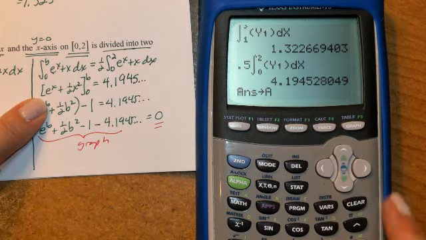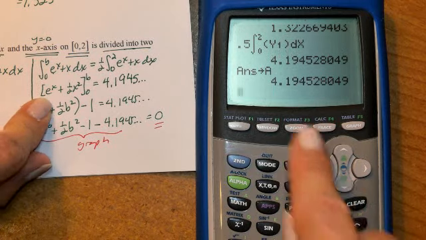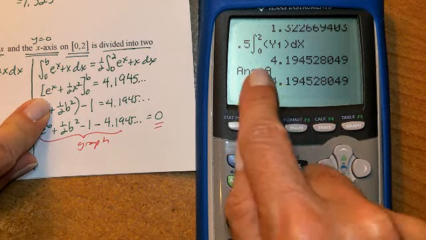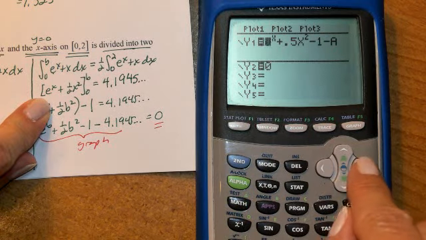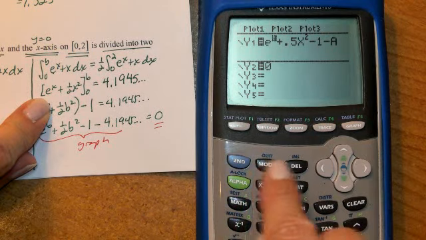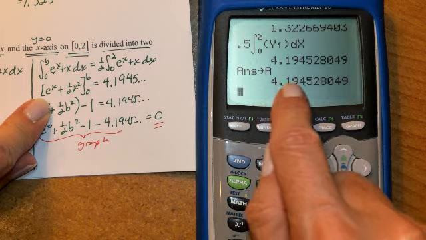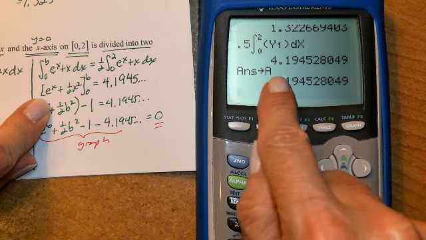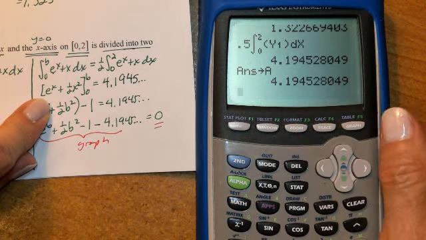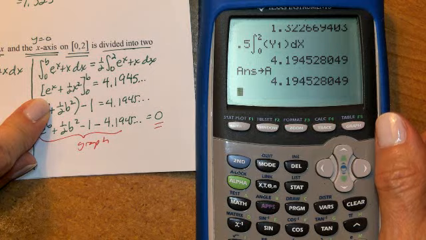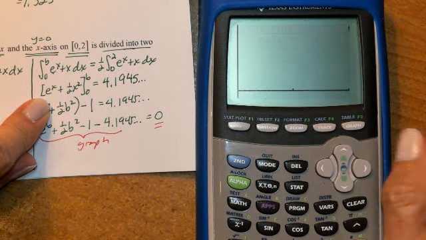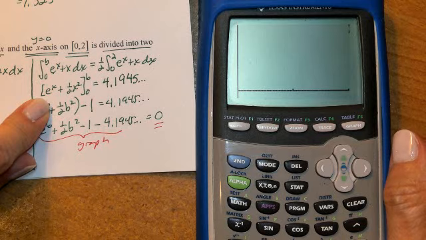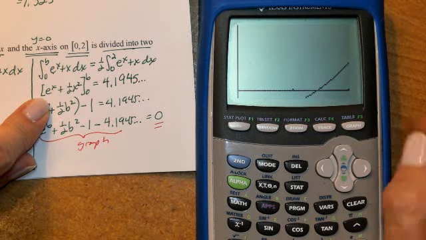Oh, did I not hit enter? I did not hit enter on that. I don't think I hit enter on that, you guys. Now, okay, back here on my home screen, when I went back, I hadn't hit enter. When I said answer store A, I never hit enter. You have to hit enter for that. Okay, so maybe this will work better. Now let's graph it again using the different A value. There we go. That's better.